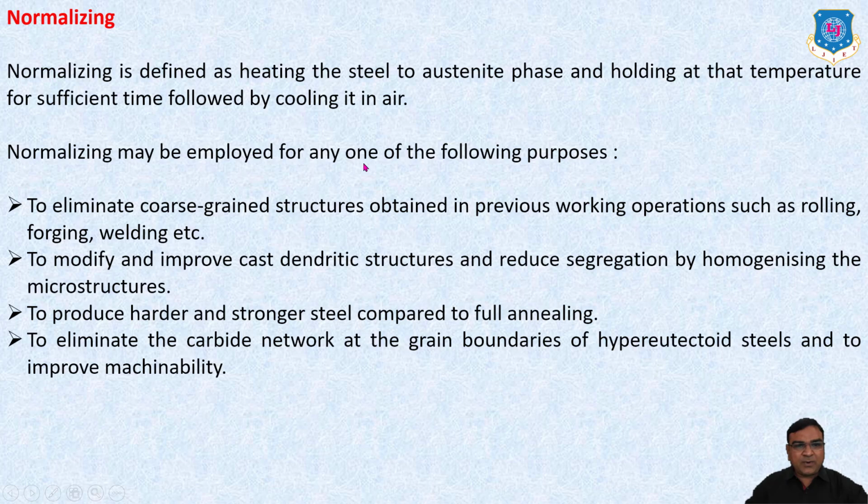Normalizing may be employed for any one of the following purposes: to eliminate coarse grain structures obtained in previous working operations such as rolling, forging, welding, etc. To modify and improve cast dendritic structures and reduce segregation by homogenizing the microstructures to produce harder and stronger steel compared to full annealing. To eliminate the carbide network at the grain boundaries of hypereutectoid steels and to improve machinability.